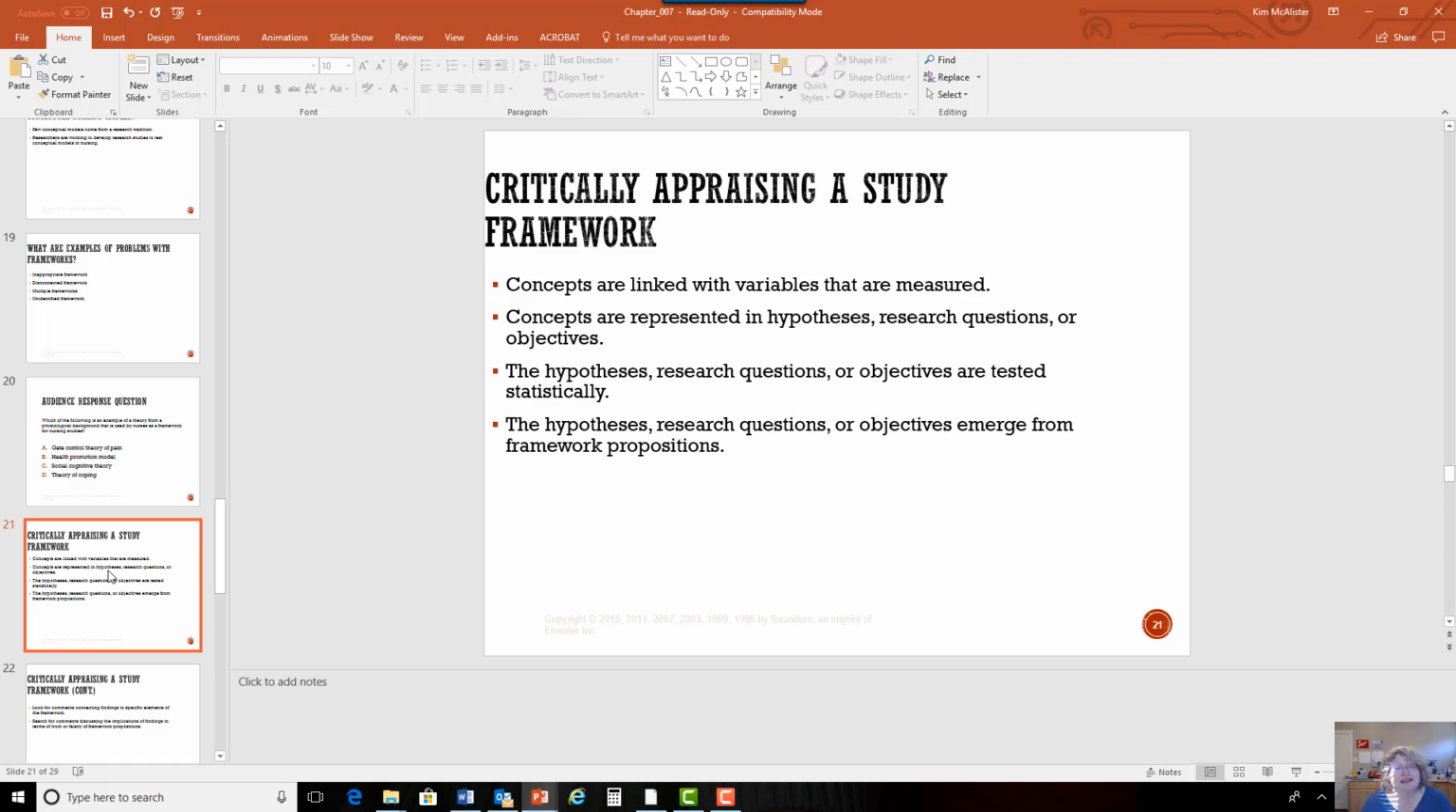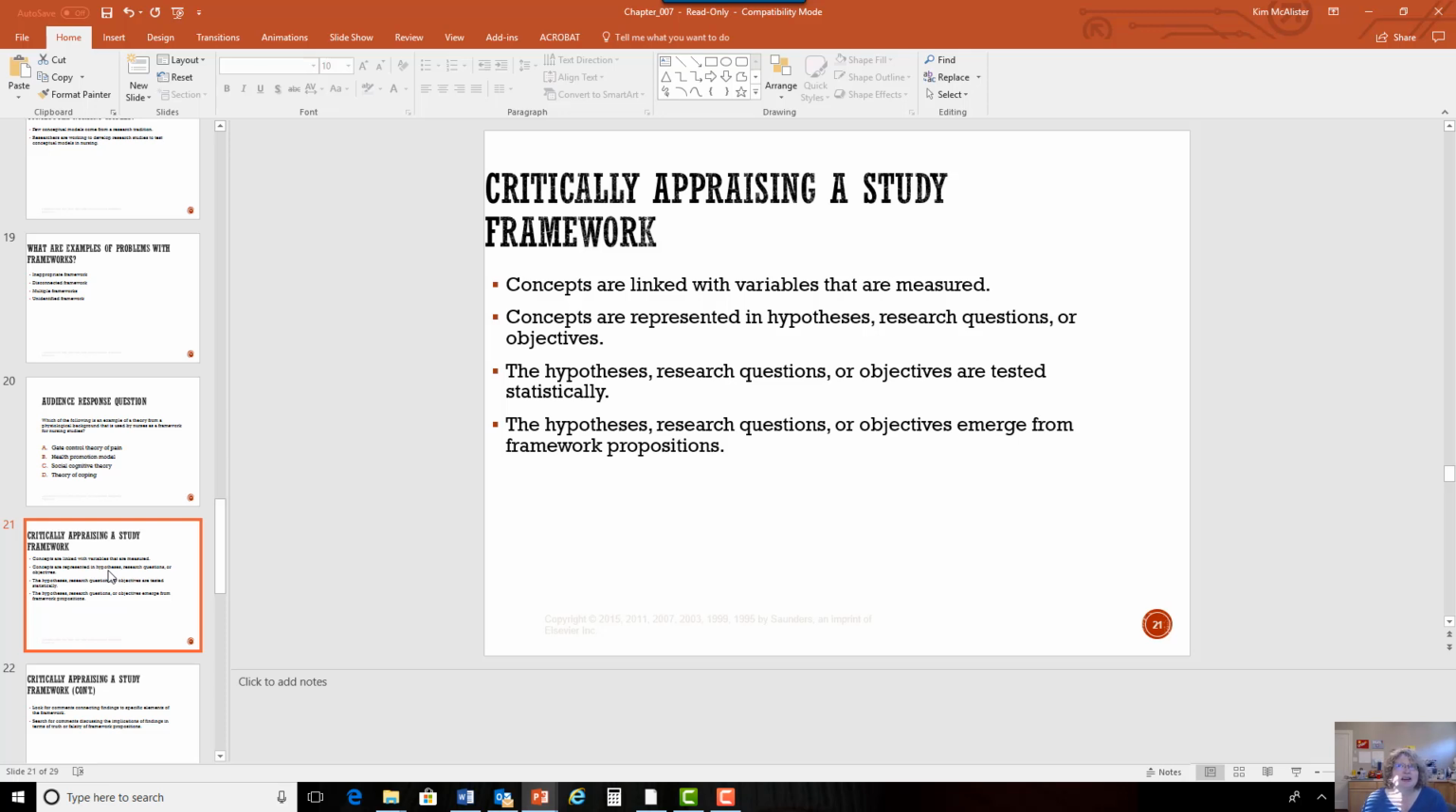So to critically appraise a study, you want to look back and see that all of these components we've talked about are present. The concepts are linked to the variables. So your independent and dependent variables have some relation to the concepts. And those concepts can be found in the hypothesis or your research question or somewhere in the objectives of your research. The hypothesis, research question, and/or objectives are tested statistically. So somehow in your study, you are providing statistics, and you can provide statistics in a qualitative study.